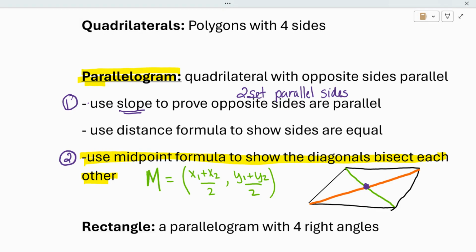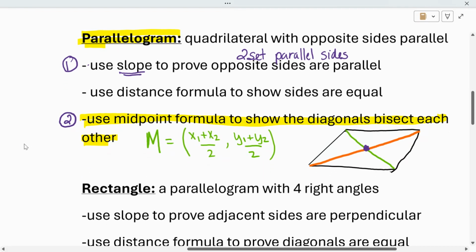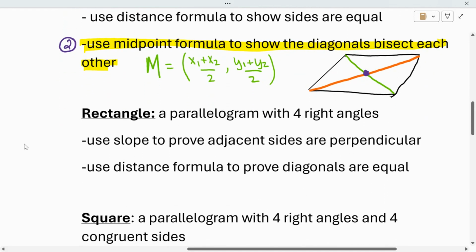Okay? Use that method. It's the easiest one. Just show that they have the same midpoint. Because if they don't, it's not a parallelogram. And if it's not a parallelogram, then it's not a rectangle and it's not a square. Done. Okay? So what method are you going to use? Midpoint. Yeah, use the midpoint. Show the diagonals bisect each other.